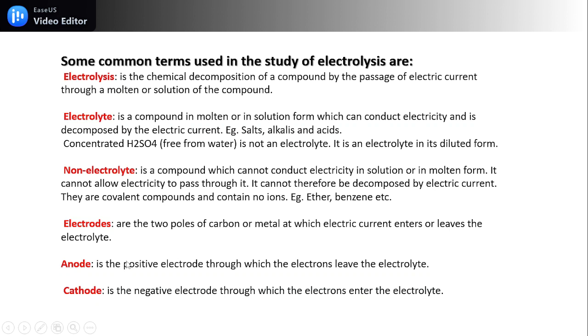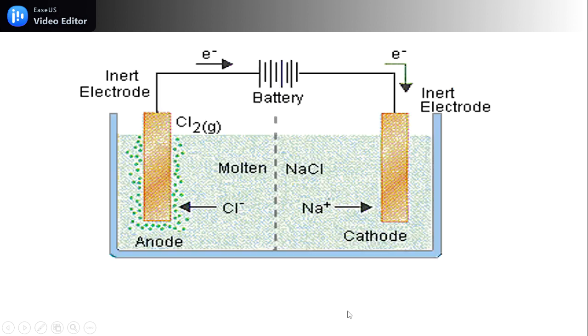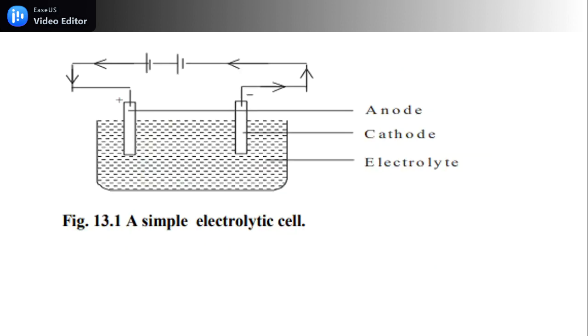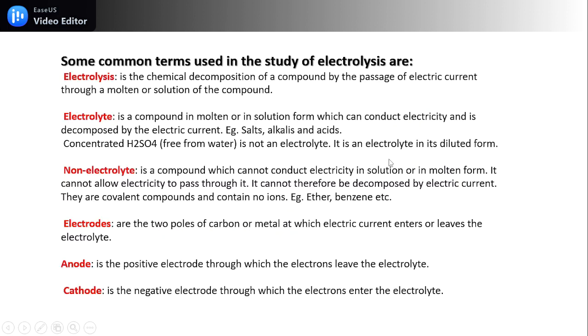So we get to see the diagram now. The anode is the positive electrode through which the electrons leave the electrolyte, and the cathode is the negative electrode through which electrons enter the electrolyte. So we'll get to see that now. So yes, this is an example of an electrolytic cell. Let's make use of this as an example. Now, what do we have here? We have electrolytes. Okay, let's begin with electrolysis.